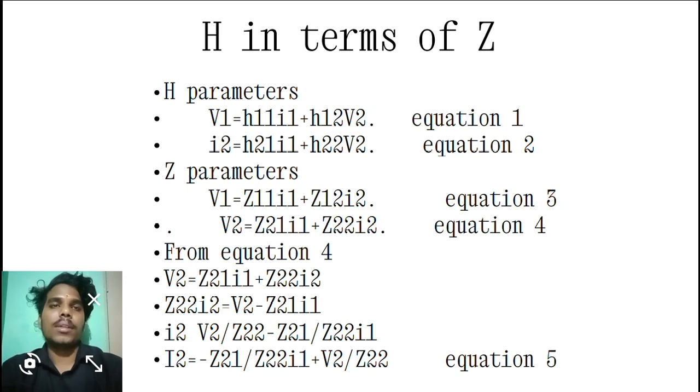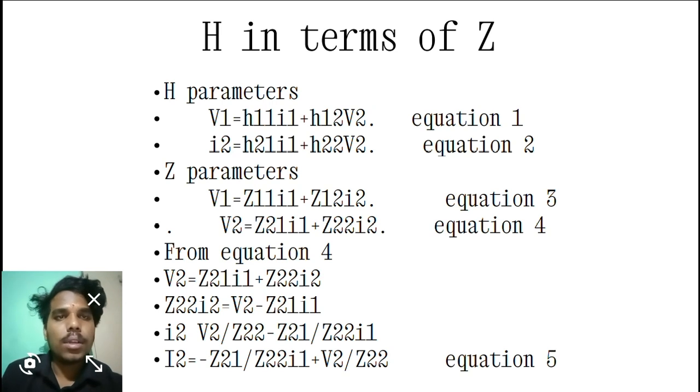H parameters: V1 equals H11 I1 plus H12 V2. This is equation 1. And next, I2 equals H21 I1 plus H22 V2. This is equation 2. Next, Z parameters: V1 equals Z11 I1 plus Z12 I2. This is equation 3. Next, V2 equals Z21 I1 plus Z22 I2. This is equation 4.